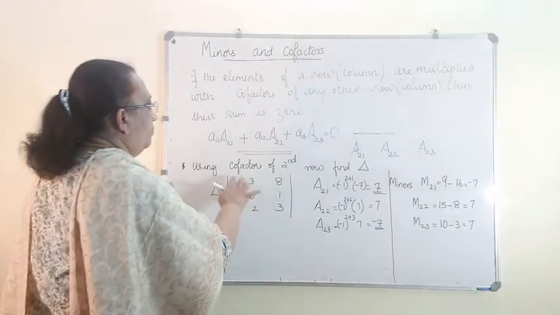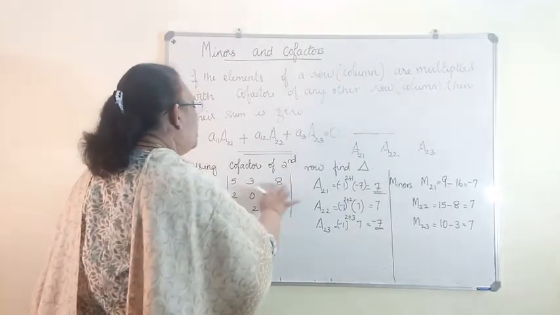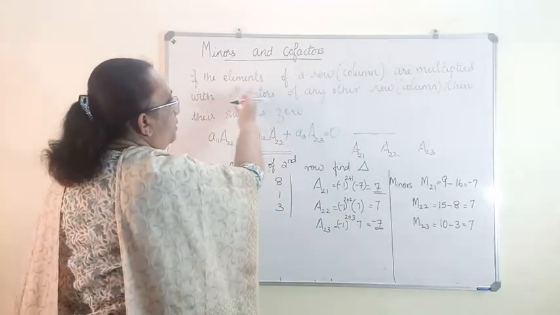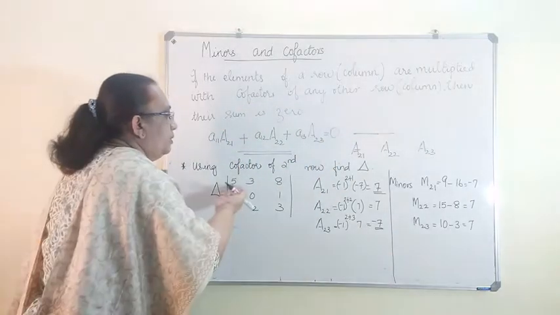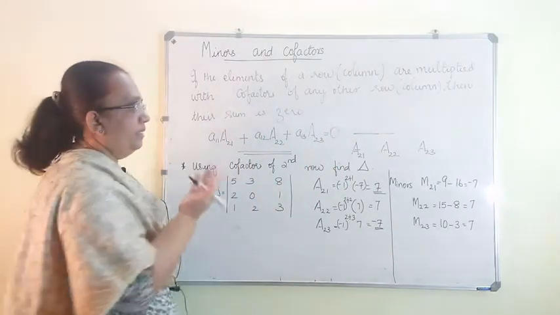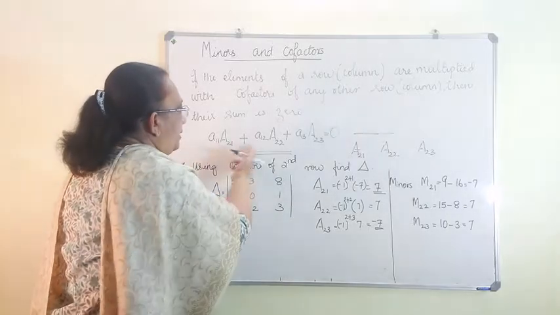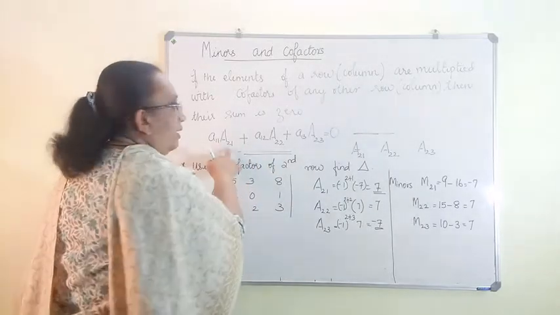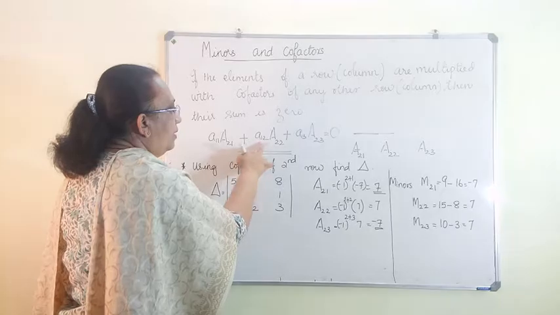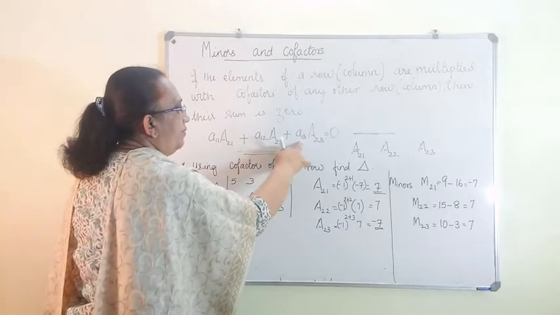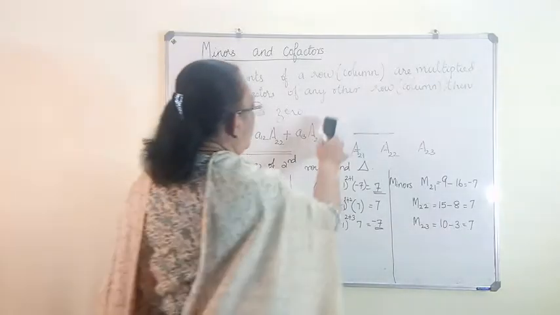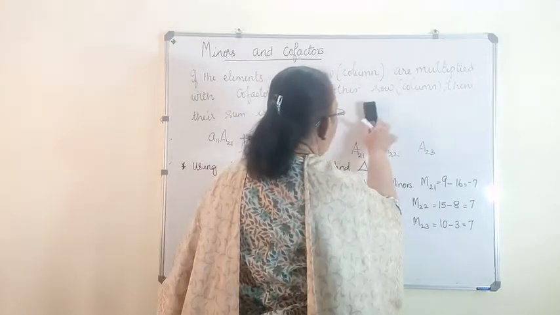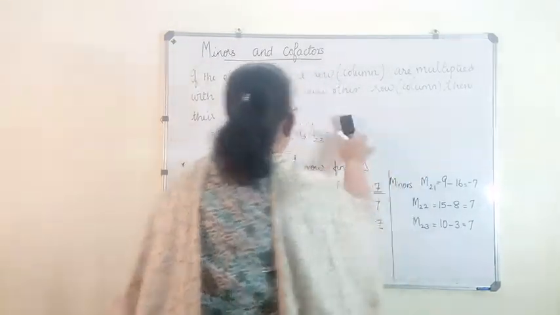So, I will take the second row cofactors, and I am going to take the elements of any other row, multiplied with them. So, I am going to take the first row elements. Let this be the step: A11 into A21 plus A12 into A22 plus A13 into A23. According to the theorem, what should be the answer? The answer should be equal to 0. Let us check.